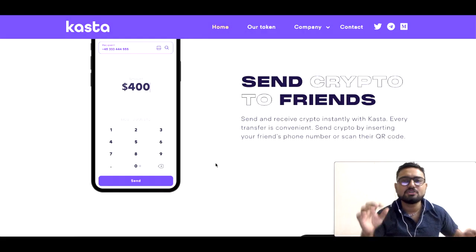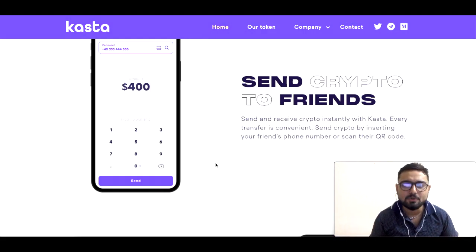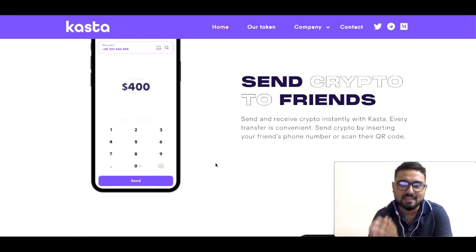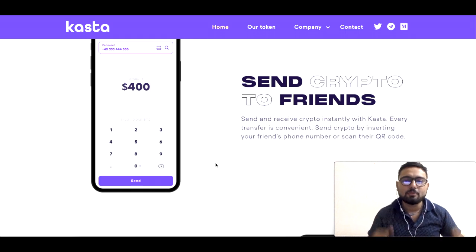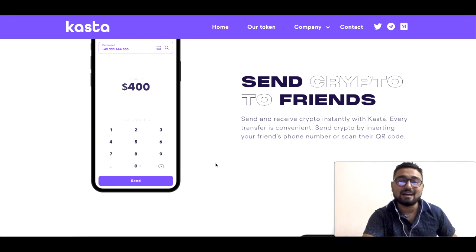Kasta enables you to send and receive crypto with ease. In one line, that is how you can define Kasta. Every transfer is convenient. You can send crypto by inserting your friend's phone number or scan their QR code, and it is done instantly and without any fees. Kasta, in short, is a software wallet that you can use for storing and distributing crypto to your friends and family. Now this is what they are starting off with.